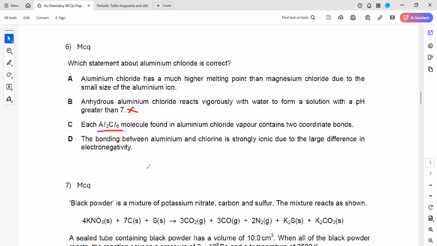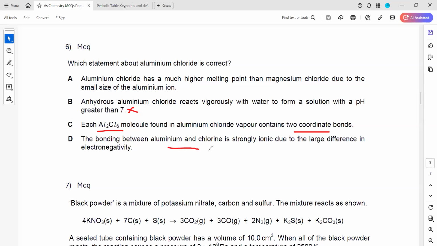Each Al2Cl6 found in aluminium chloride vapour contains 2 coordinate bonds. That is how the structure of aluminium chloride appears. When you have Al2Cl6, there are 2 dative bonds or coordinate covalent bonds.